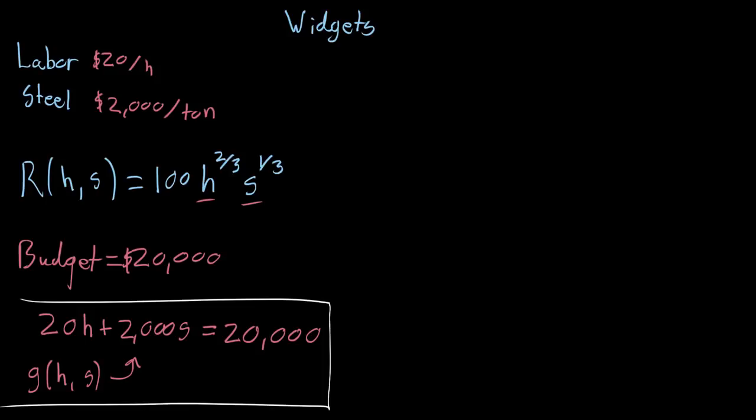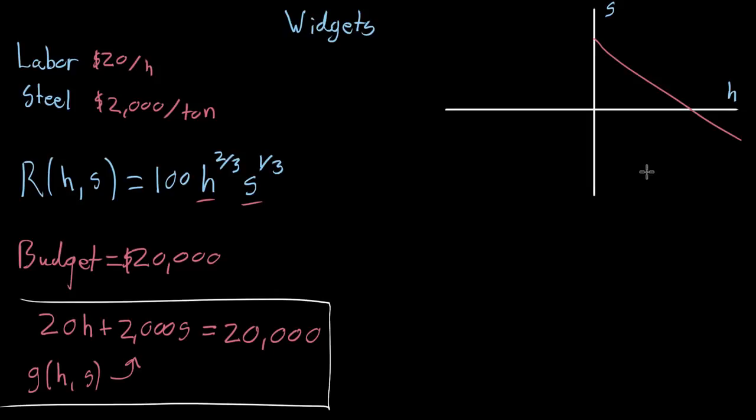And now, if you'll remember in the last few videos, the way we visualize something like this is to think about the set of all possible inputs. So in this case, you might be thinking about the hs plane, the number of hours of labor on one axis, the number of tons of steel on another. And this constraint, in this case, is a linear function. So this constraint is going to give us some kind of line that tells us which pairs of s and h are going to achieve that constraint.